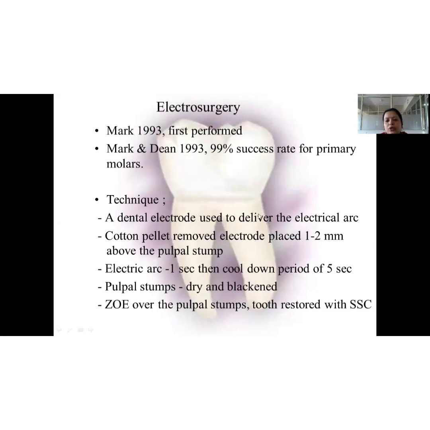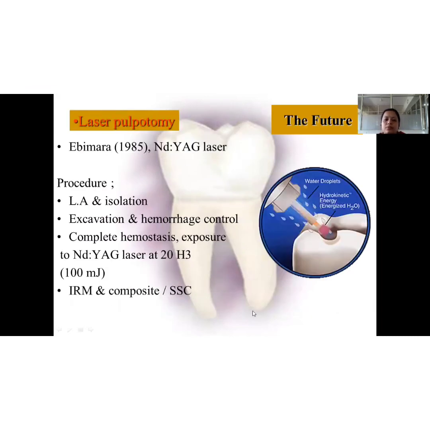After amputation of the coronal pulp, a cotton pellet is placed, after which the cotton pellet is removed and the electrode is placed 1 to 2 mm above the pulp stump. Electric arc for 1 second and a cool down period of 5 seconds. Pulpal stumps are dry and blackened. Zinc oxide eugenol is placed over the pulpal stump and the tooth is restored with a stainless steel crown.